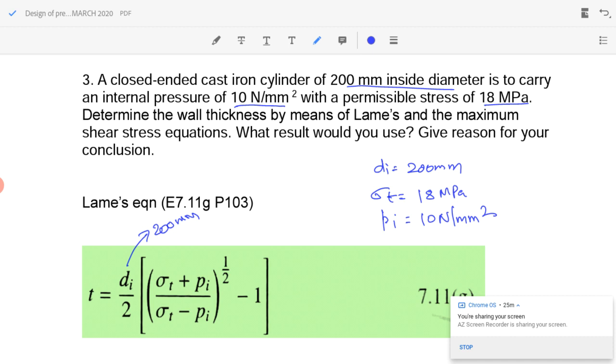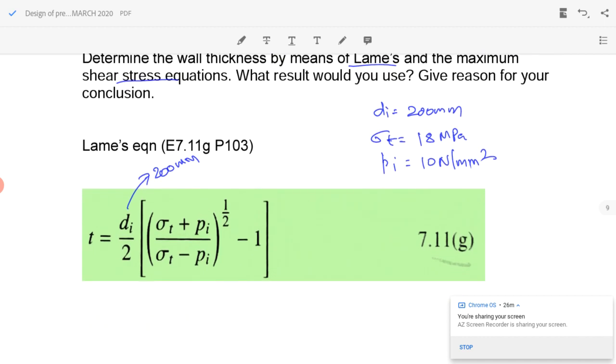Determine the wall thickness by means of Lame's and maximum shear stress equation. So we have Lame's equation from page 103, equation 7.11g. I have this equation. All the values are known. Sigma T equal to 18 Newton per mm square, and the internal pressure equal to 10 Newton per mm square. We just have to substitute those values.